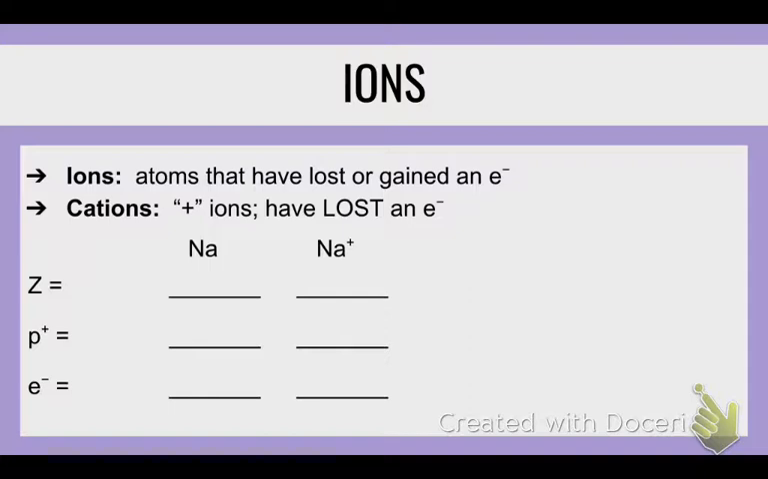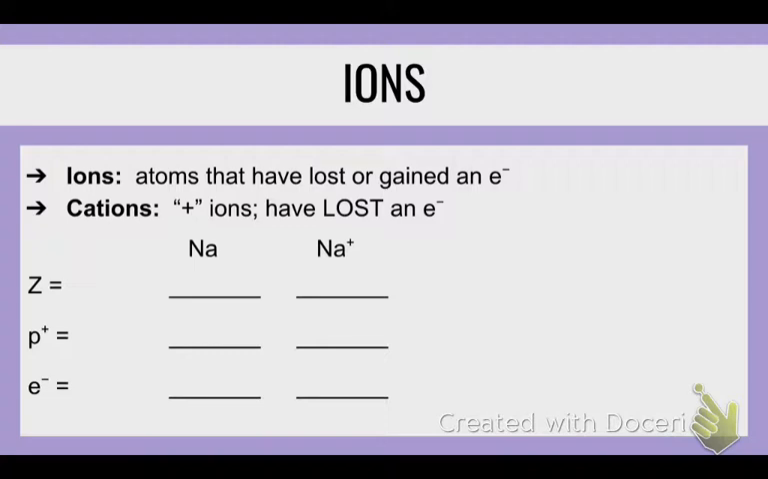Now sometimes atoms will gain or lose electrons in order to become more stable, to get that octet in the outer energy level. So ions are just atoms that have lost or gained an electron. And the first thing we're going to look at is cations. Cations are positive ions, and that means they lost an electron.